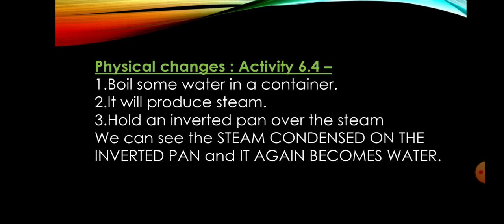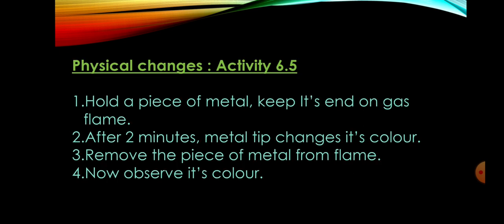Now physical changes, activity 6.4. Boil some water in a container. It will produce steam. Hold an inverted pan over the steam. We can see that the steam condensed on the inverted pan, and it again becomes water. It condensed because of the coolness of the inverted pan, or you can say just any cool surface.